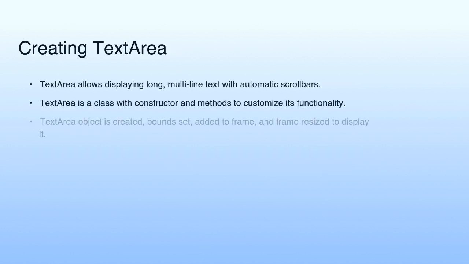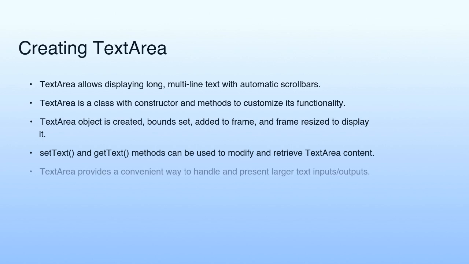The TextArea class in AWT allows displaying long, multi-line text with automatic scroll bars. It is a class with a constructor and methods to customize its functionality. An example shows creating a textarea object, setting its bounds, adding it to a frame, and resizing the frame to display it. The setText and getText methods can be used to modify and retrieve the content of the text area. This provides a convenient way to handle and present larger text inputs or outputs.